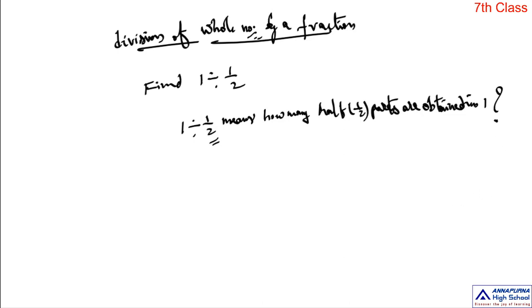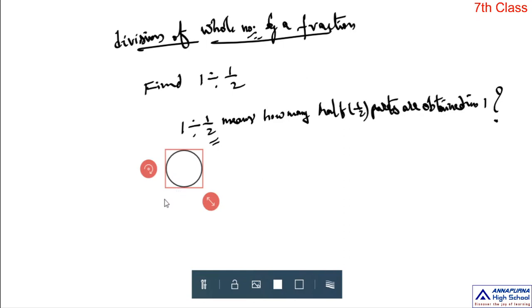When a whole number is divided into 1 by 2 equal parts, how many halves do you get? That is the question. Here, what is the whole? So this is the whole. Let me explain clearly. Draw a whole figure. This is the whole figure.